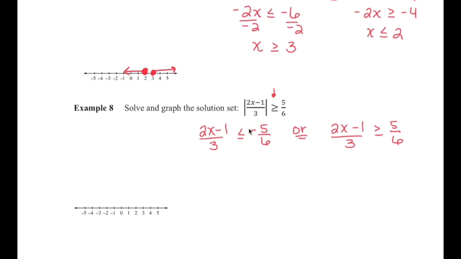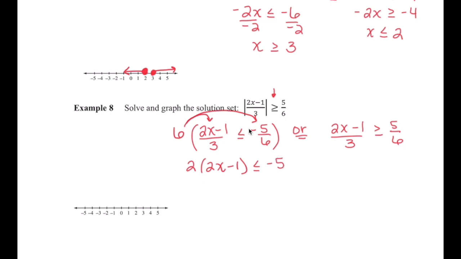So to simplify, I'm going to multiply everything by that least common denominator so I can eliminate fractions. I'm going to multiply everything by 6. So when I take 6 times my first piece here, I'll have 6 divided by 3, which leaves me with 2 times 2x minus 1 less than or equal to. When I take 6 times negative 5/6, we have negative 5.